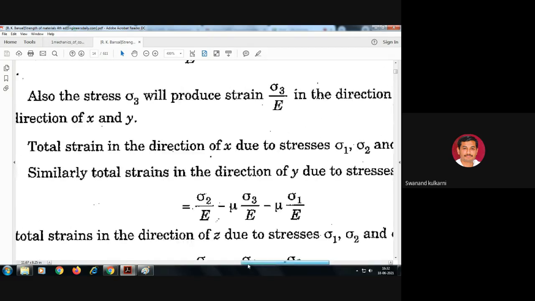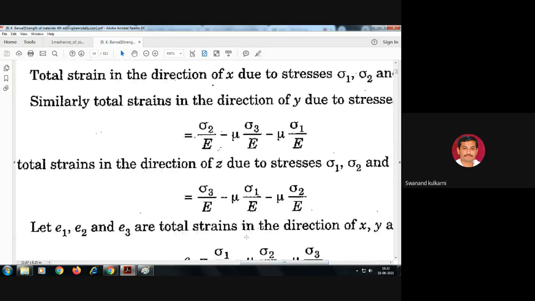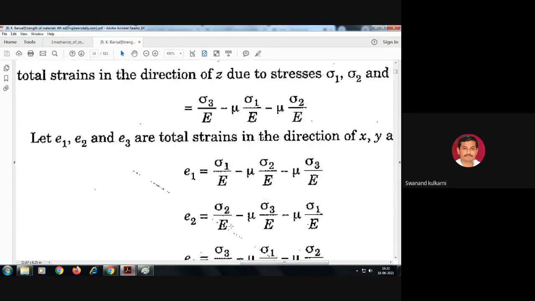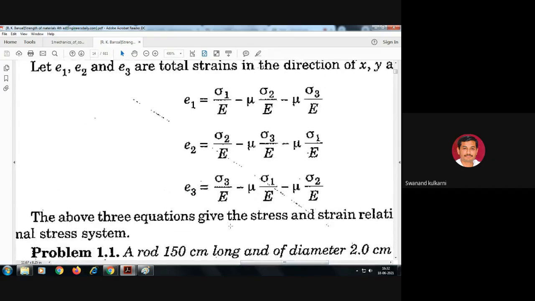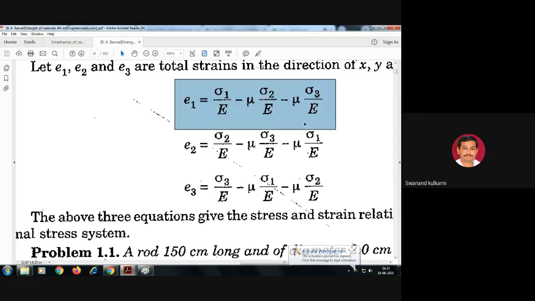And that's why, for calculating the effective strain, epsilon 1 or epsilon 2, as presented on the screen here, you can see that E1 is given as sigma 1 upon E minus mu into sigma 2 upon E minus mu into sigma 3 upon E.